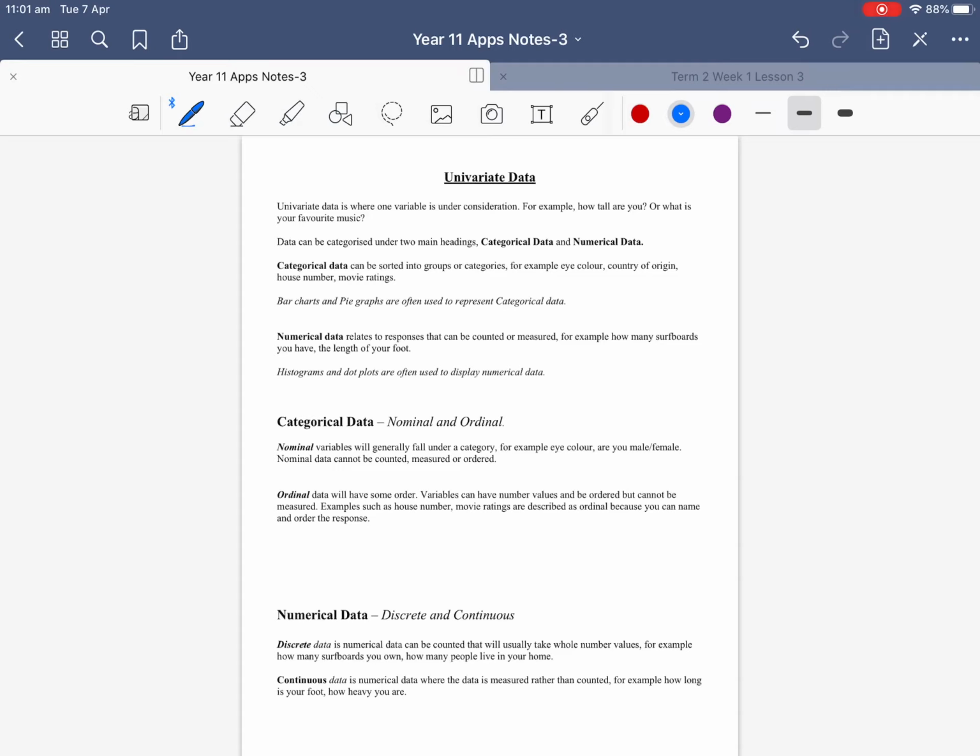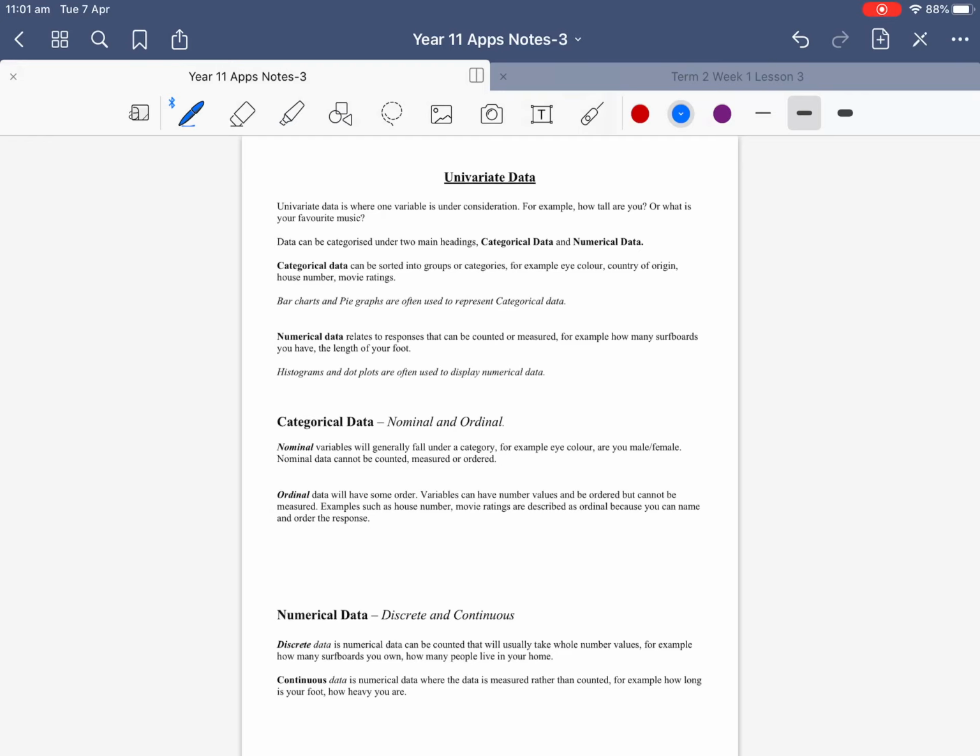So numerical data, as the title suggests, deals with responses that are numbers. How many, how tall. The two types are discrete and continuous. Continuous is best described as something that you'd measure and can take any value, whereas discrete data is something that you would count, which usually take whole number values.